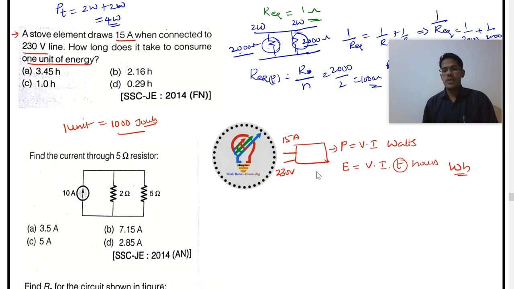Now in the question, since the energy value is given as one unit, 1000 is equal to voltage, which is given as 230, into 15 into T. So T is equal to 1000 divided by 230 into 15. You get 0.289 something. Its answer is 0.29 hour. So D is the right answer for this question.